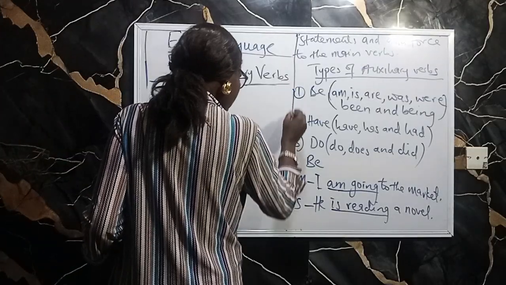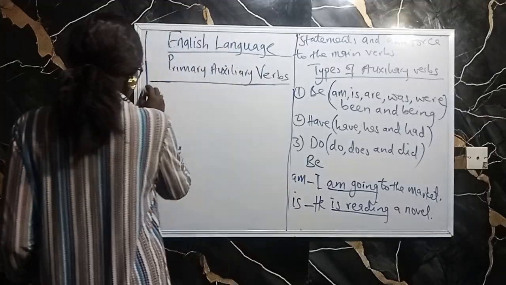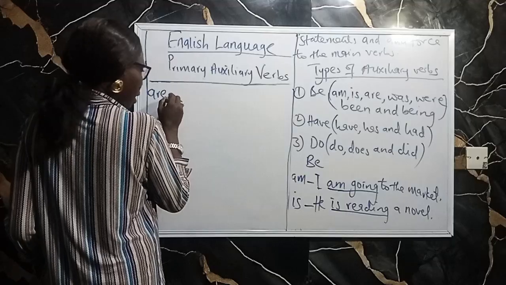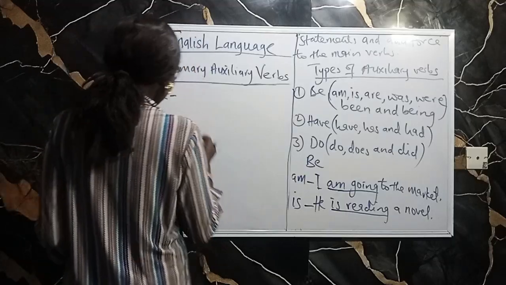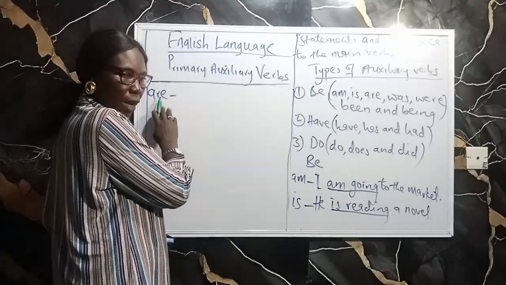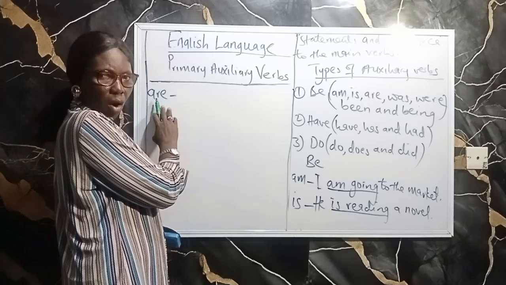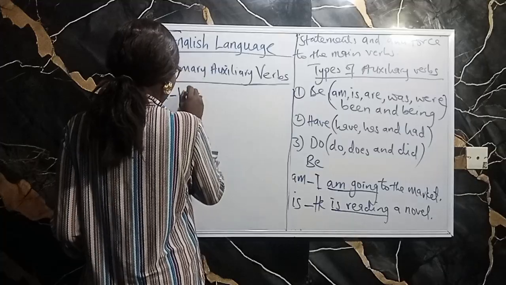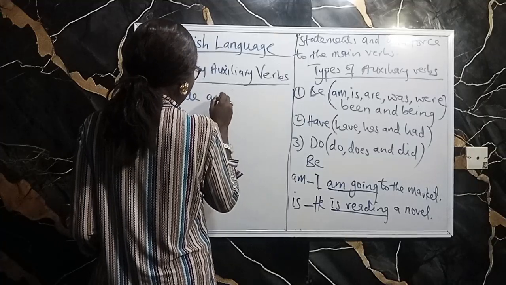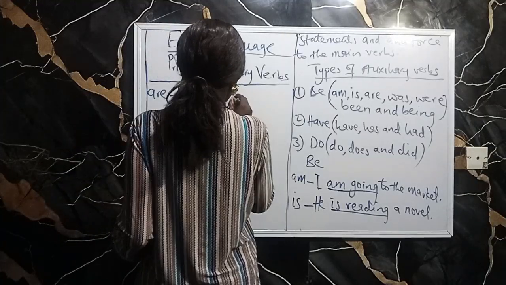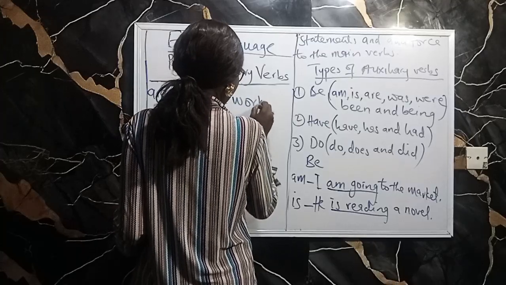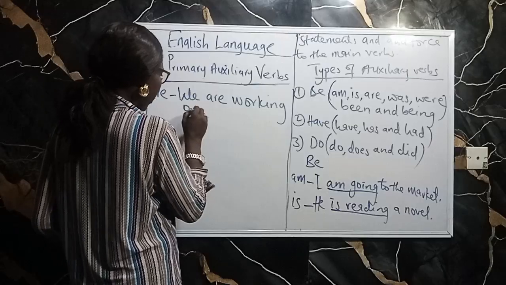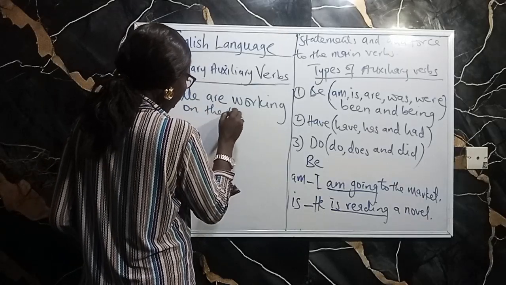Now let's use others too. We have are. Are is a plural verb, so we can use we or they. We are working on the farm.